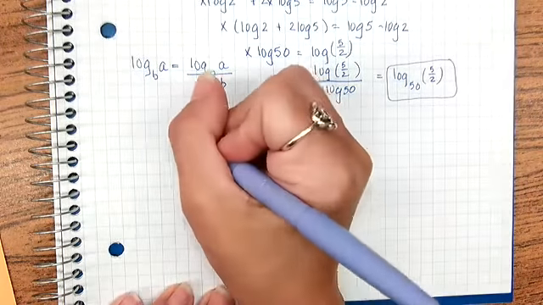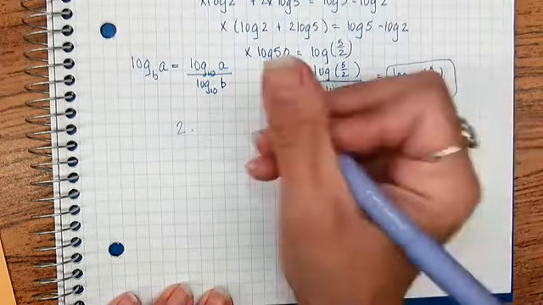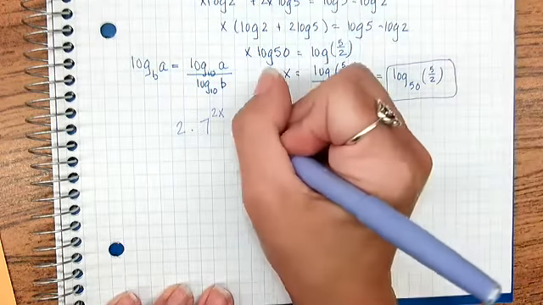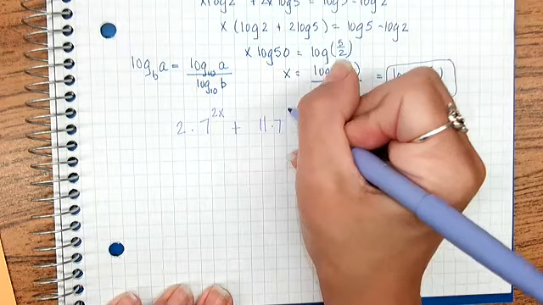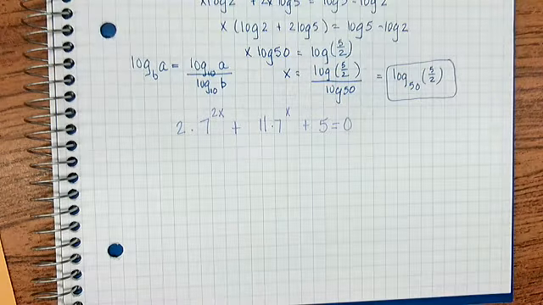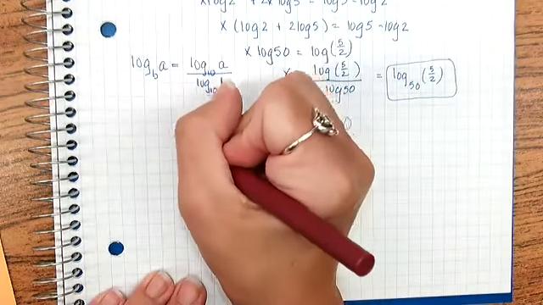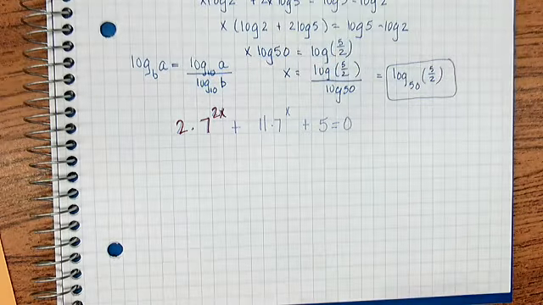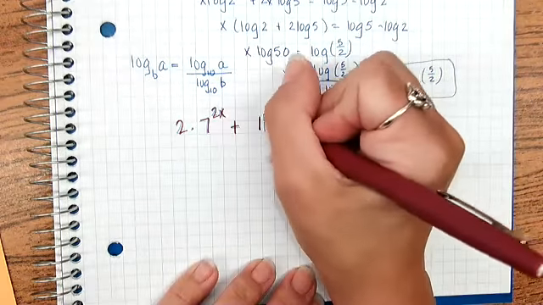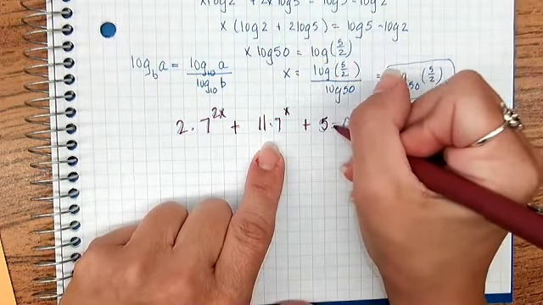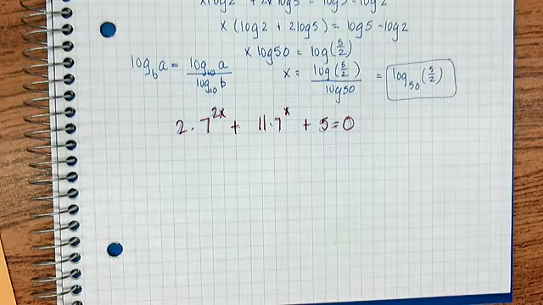So what happens when you have 2 times 7 to the 2x plus 11 times 7 to the x plus 5 equals 0. Change that color for you. 2 times 7 to the 2x. That's not 14 to the 2x. That is not 14 to the 2x. This is not 77 to the x. Okay, so I rewrote that.